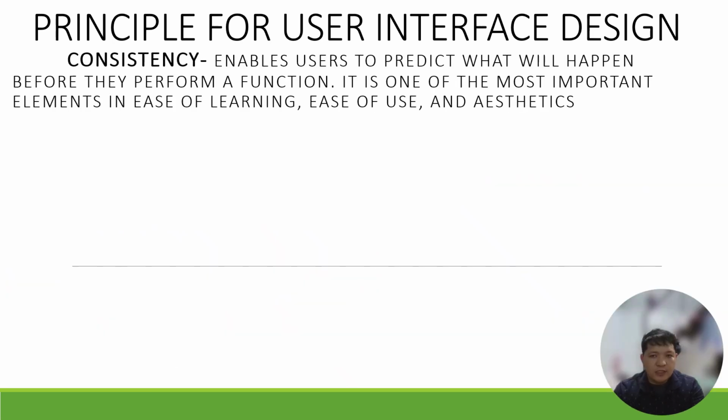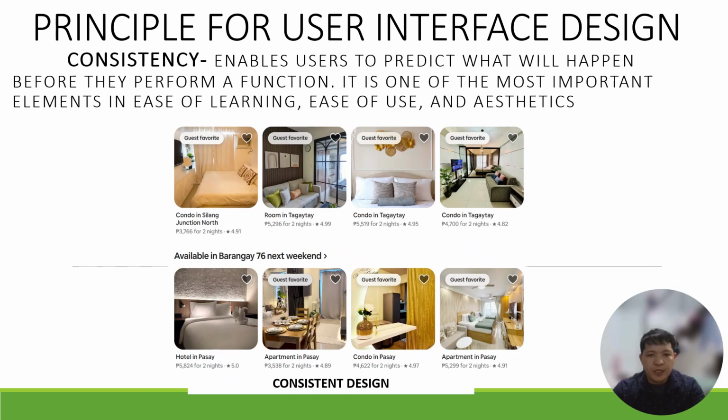Next is consistency. It enables users to predict what will happen before they perform a function. It is one of the most important elements of ease of learning, ease of use, and aesthetics. As we can notice in the picture, we can see information about Airbnb. At first we have the images, then the location where these condos or units are, then the price, the days they should be staying, and the rating of those areas or rooms. Okay.